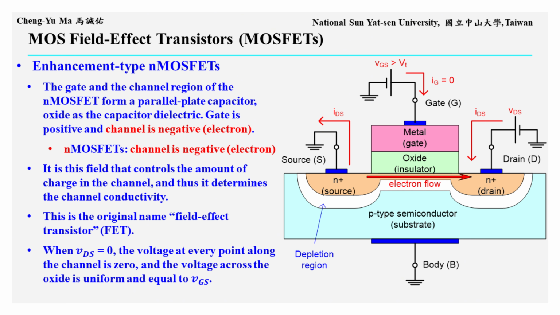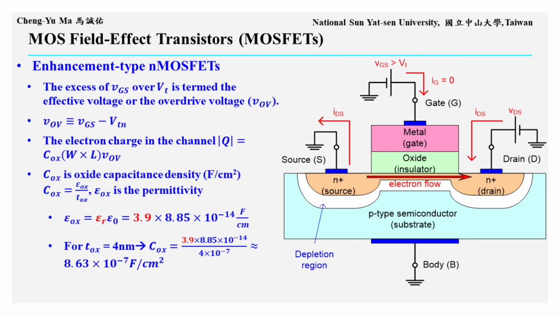When VDS equals 0, every point along the channel is at 0 volts, so the voltage across the oxide is uniform and equal to VGS. As just described, VGS must exceed the threshold voltage VT before a channel begins to form. The amount by which VGS exceeds VT is called the overdrive voltage, VOV, so VOV equals VGS minus VT. For an N-MOSFET device, the threshold voltage may also be written as VTN.